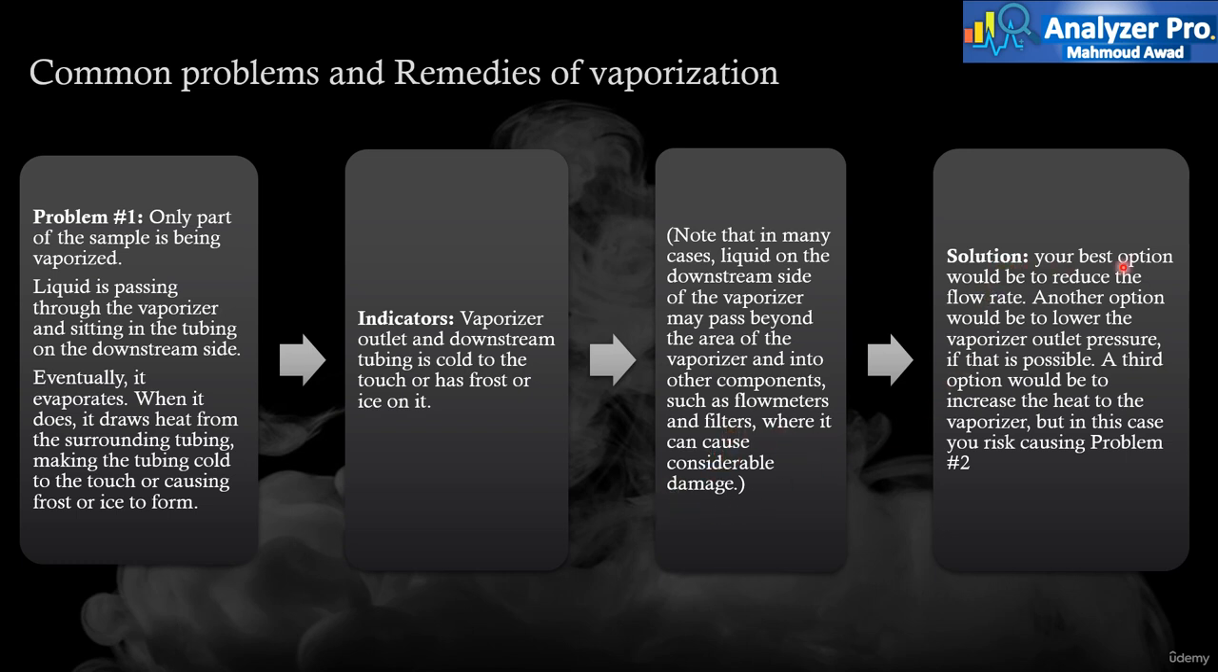Solution: in the approach above, your best option would be to reduce the flow rate. Another option would be to lower the vaporizer outlet pressure, if that is possible. A third option would be to increase the heat to the vaporizer, but in this case you risk causing problem number 2 that we will discuss in the next slide.